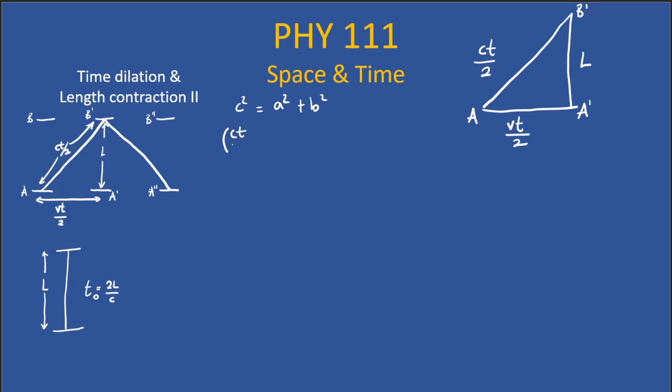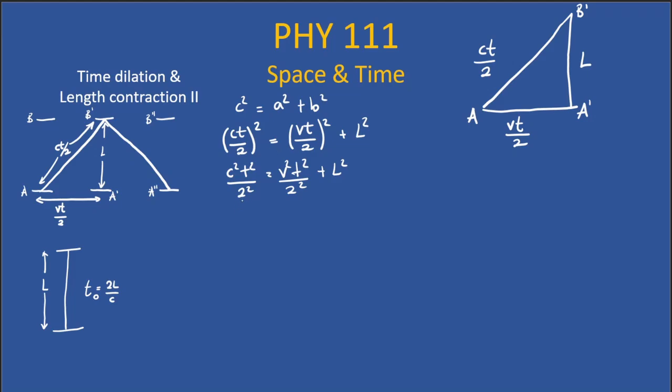C t over 2 squared is going to equal a squared. Let's pick aside vt over 2, so vt over 2 squared plus b squared, that's l squared. Let's expand this. So c squared t squared over 2 squared is going to be equal to v squared t squared over 2 squared plus l squared.